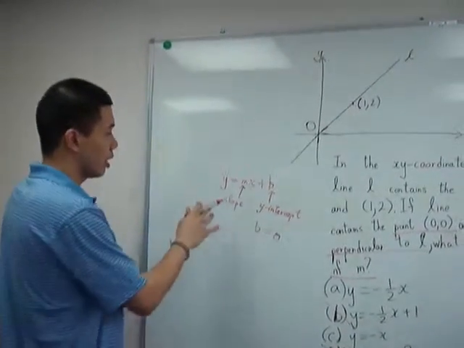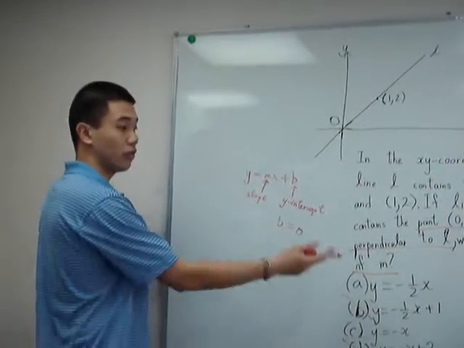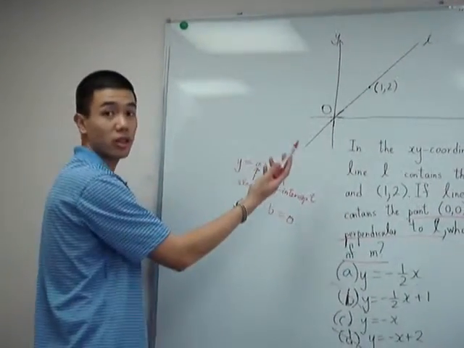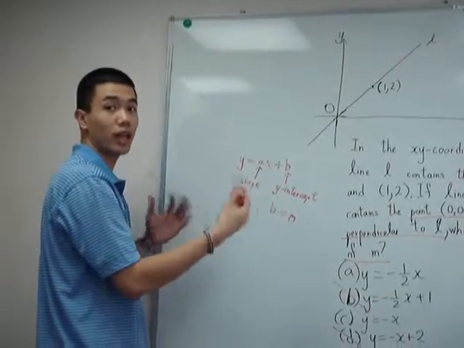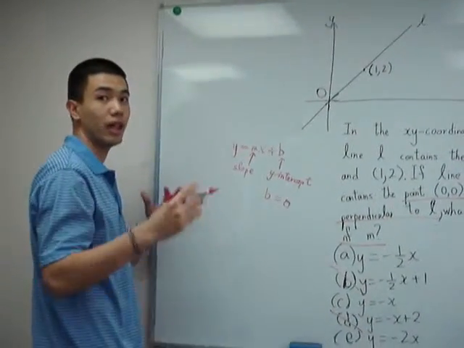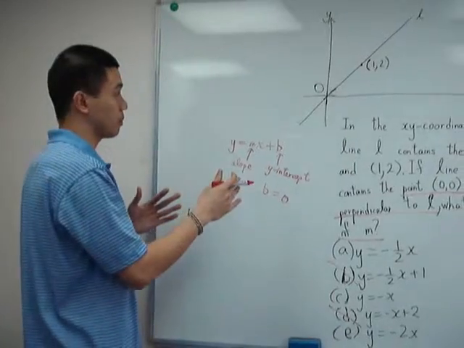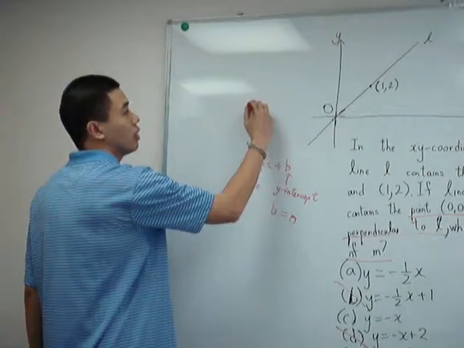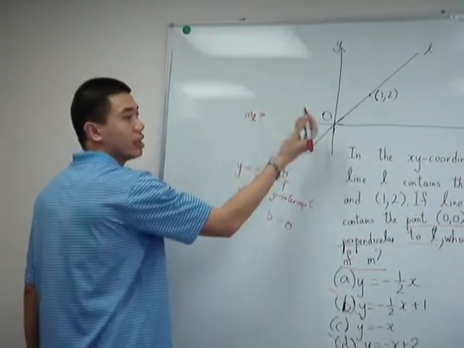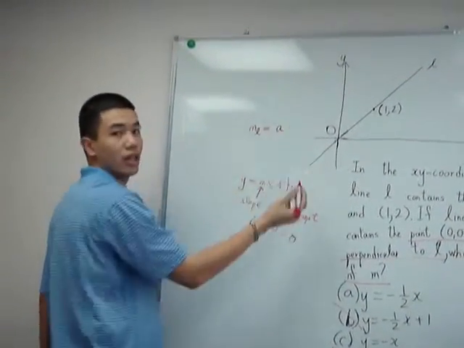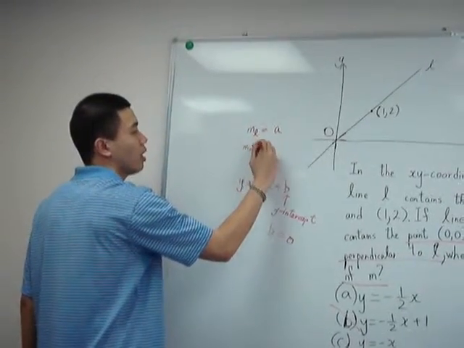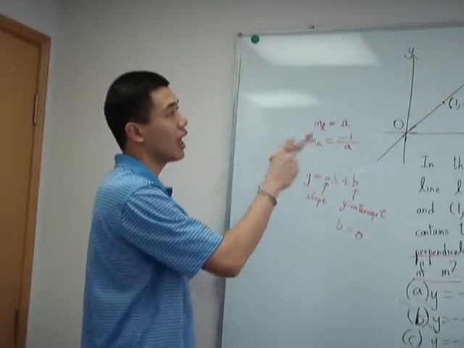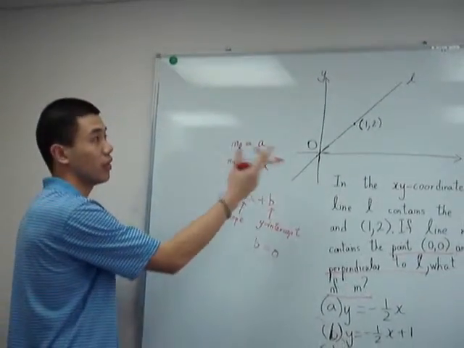Now what's next? We should look at slope. To find the slope for line M, because it's perpendicular to the original line L, we should figure out what line L's slope is, and then we can apply the negative reciprocal property of a perpendicular line. So let's write it down first. If the slope of line L is, say, a random number, A, then this perpendicular line M should have -1 over A as its slope. So our task right now is to look for the slope of line L.